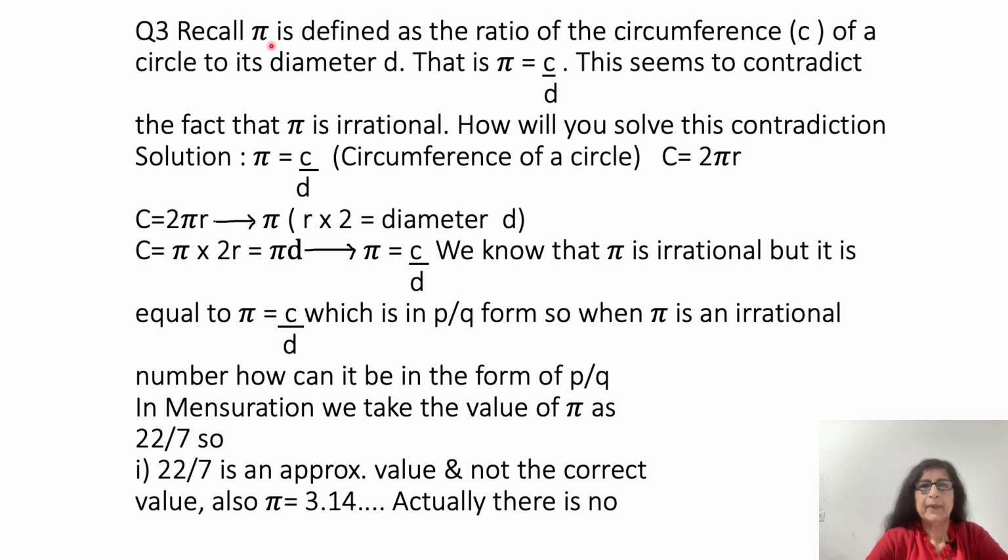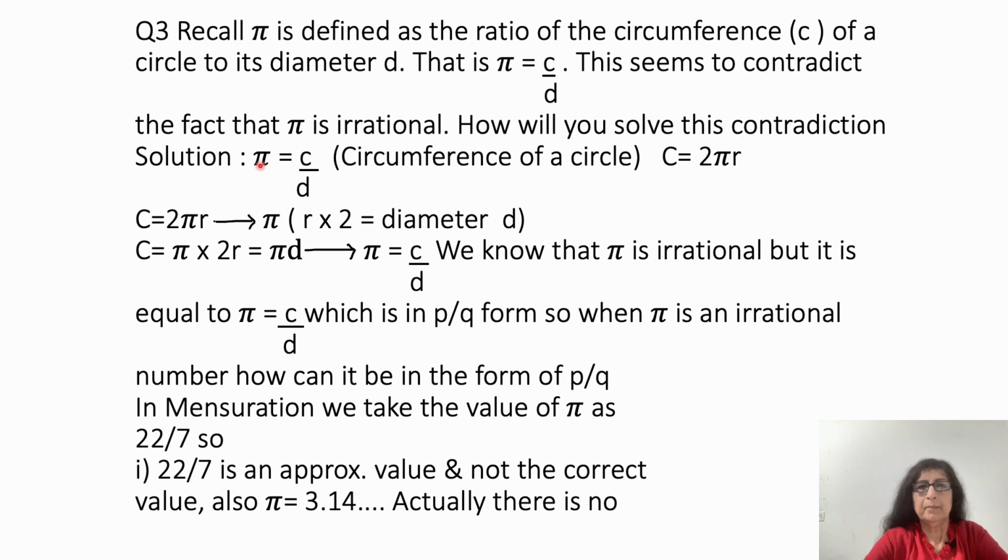Recall, pi is defined as the ratio of the circumference of a circle to its diameter d. That is, pi is equal to c upon d. This seems to contradict the fact that pi is irrational. How will you solve this contradiction?